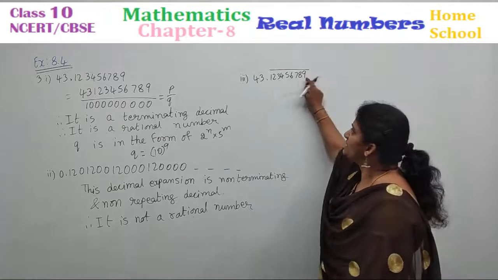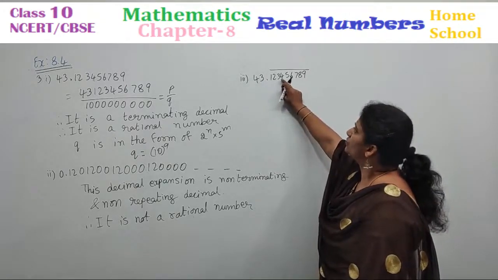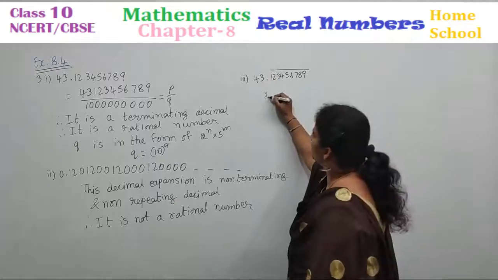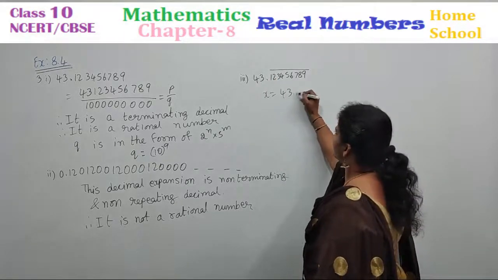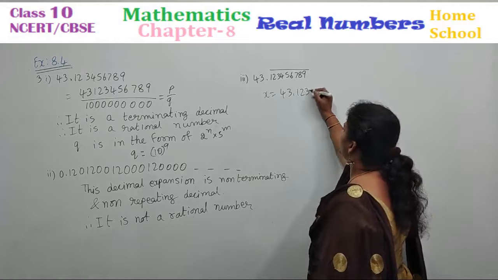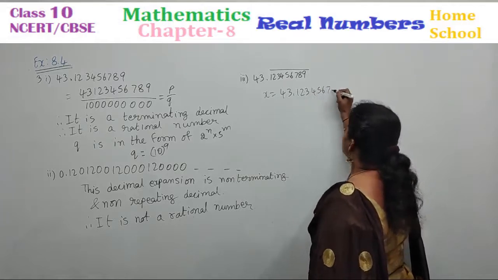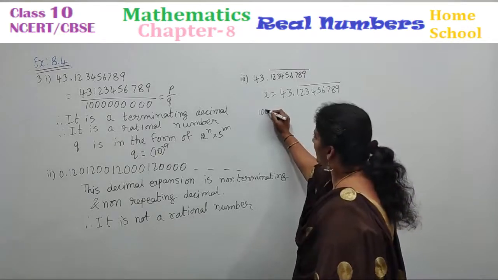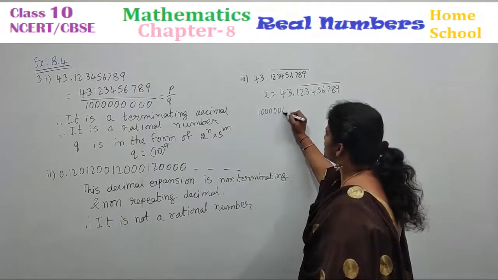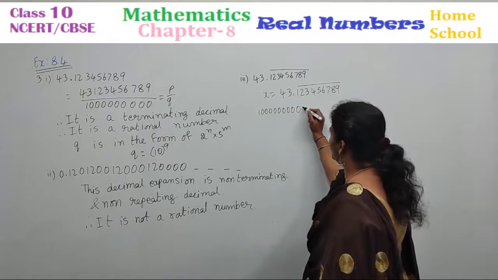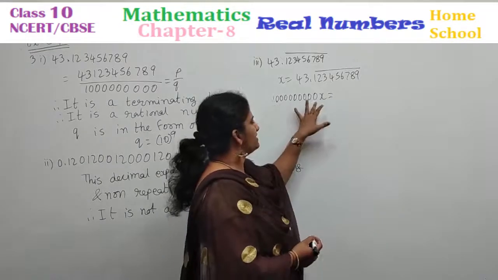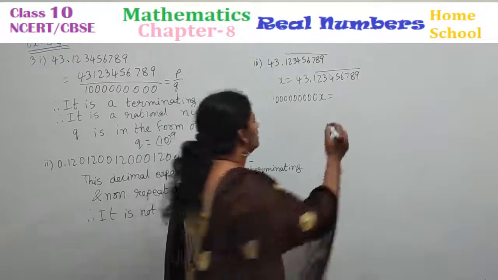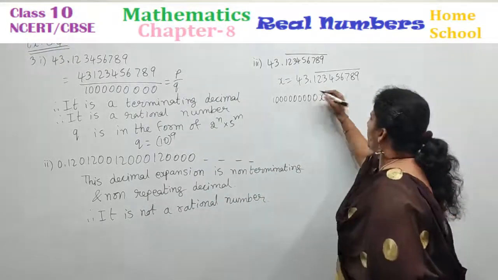So how many decimals are repeating? Look here, children. 1, 2, 3, 4, 5, 6, 7, 8, 9. Right? Suppose, let me assume this as X, 43.123456789 bar. I need to multiply like this. 9 zeros after 1, that is 100 crores. You need to multiply into X is equal to.